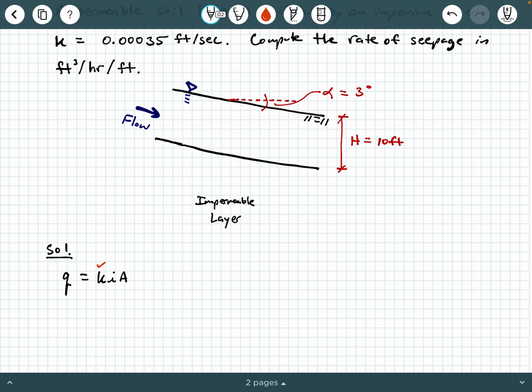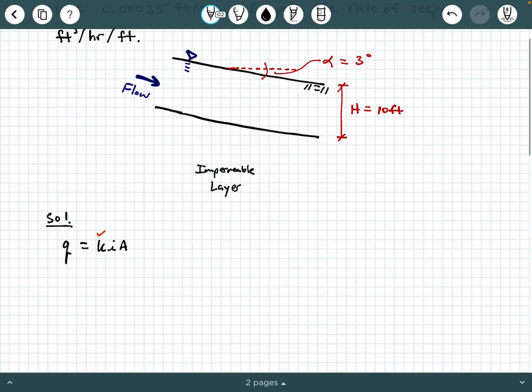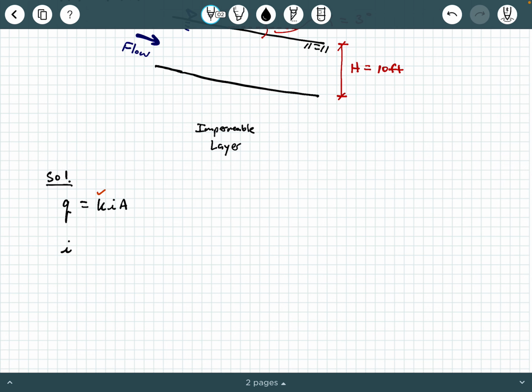Now, the next two elements of this equation we need are I, which is the hydraulic gradient, and A, which is the cross-section area of flow, okay? So let's remind ourselves how those are defined. I is our hydraulic gradient, and we know that that is a head loss over a flow length. And then A is our cross-section area of flow, all right?